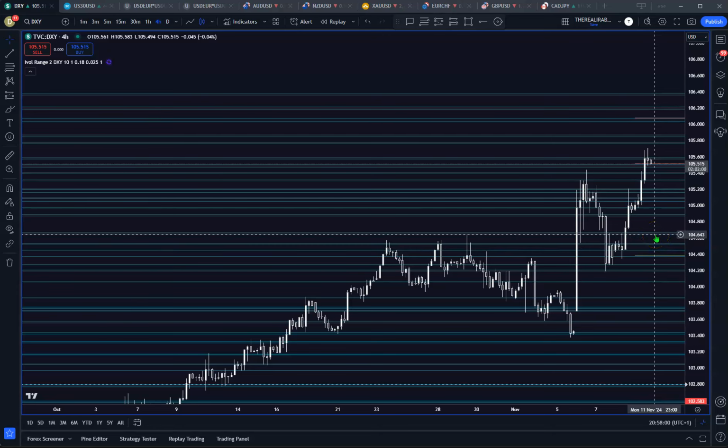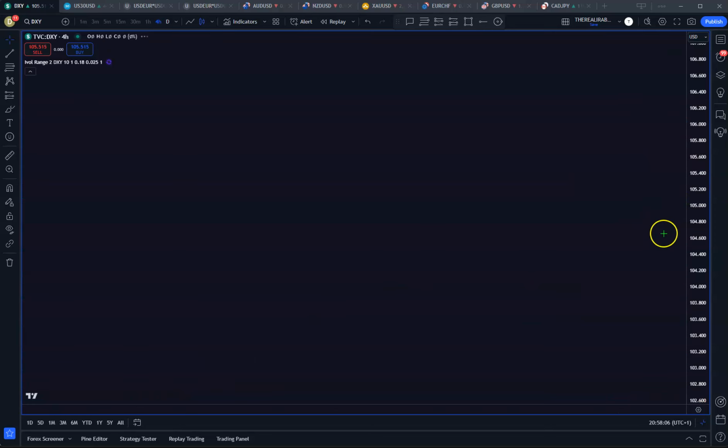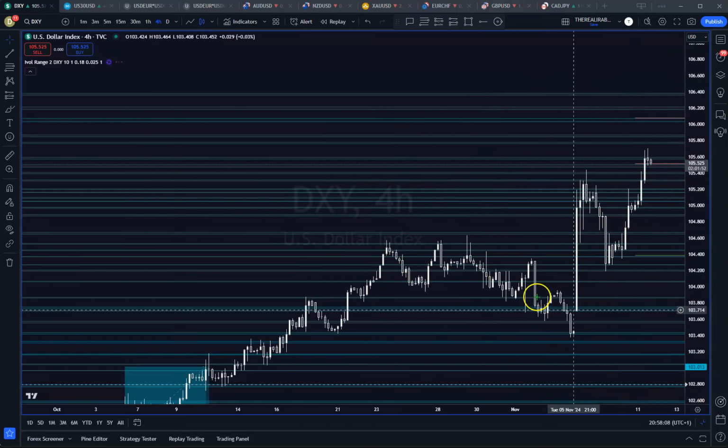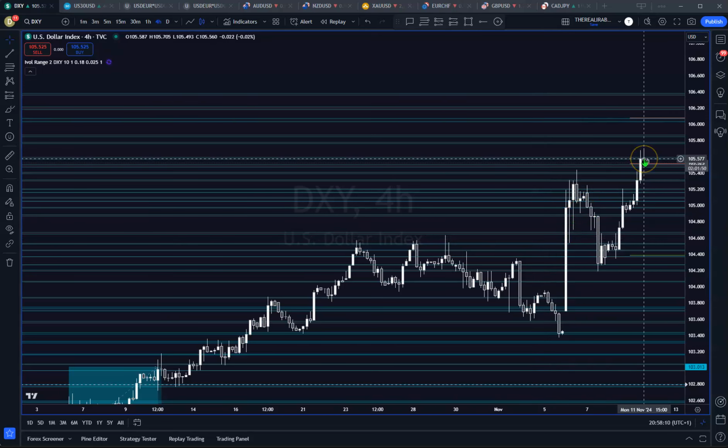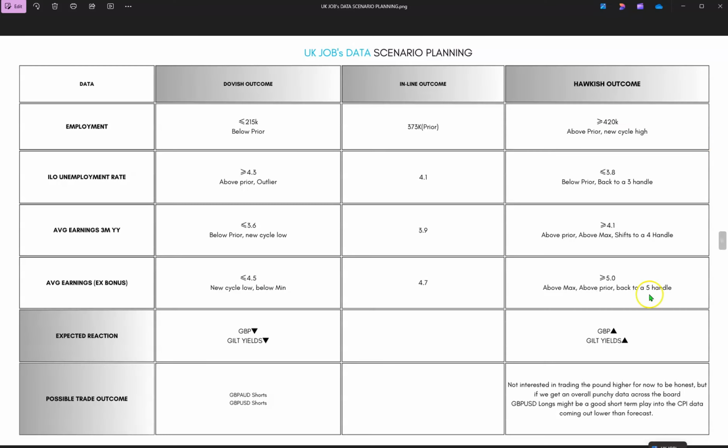But personally for me, I might be staying away from GBP USD buys should we get a punchy data. But it's just also something to observe in terms of trade outcomes for a possible hawkish outcome. So yeah, that's all I have for the preview for the UK jobs data.